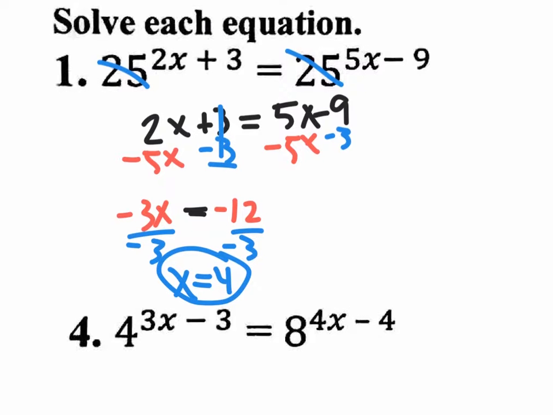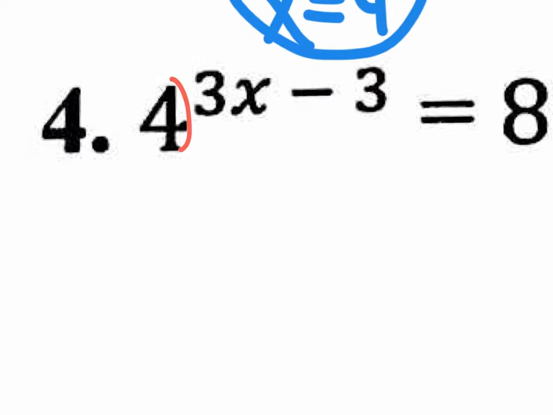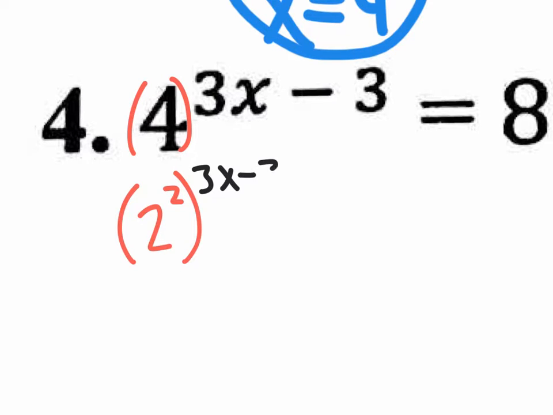Let's go to something that's a little more challenging, like number 4. Number 4, you have the base 4 and you have the base 8. You need to change those bases to become the same base by manipulating using exponents. So, in other words, 8, could I change that to 4 squared? No, because 4 squared is not 8. So what am I going to do? I want to change both of them. Well, I could change 4 to become what? 2 squared. And we still have the power of 3x minus 3 out here.